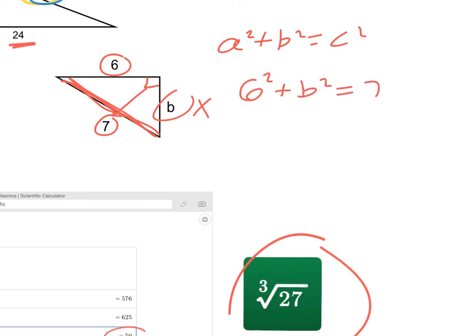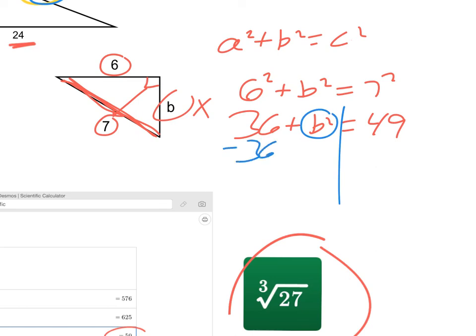So 6 squared plus B squared equals 7 squared. 6 squared gives me 36. I know that one offhand. B squared is B squared. 7 squared is 49. And now what do I got to do in this one? I got to draw my line. I'm trying to solve and get B squared by itself. Here's my variable. So I got to subtract 36. Hopefully that feels familiar from things we've done in the past in class here. I get B squared equals 13.